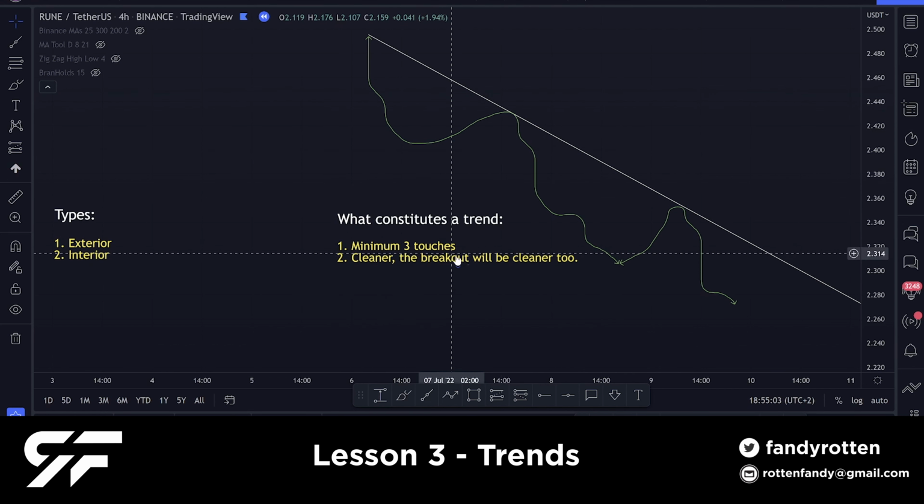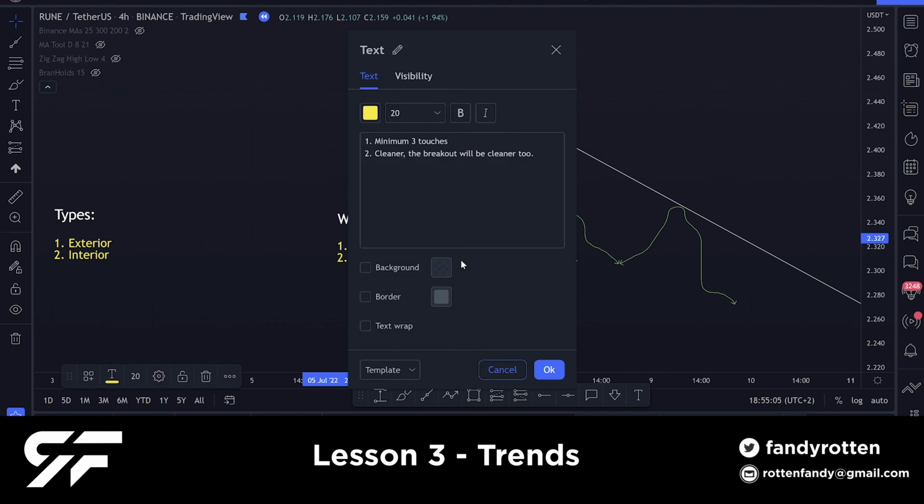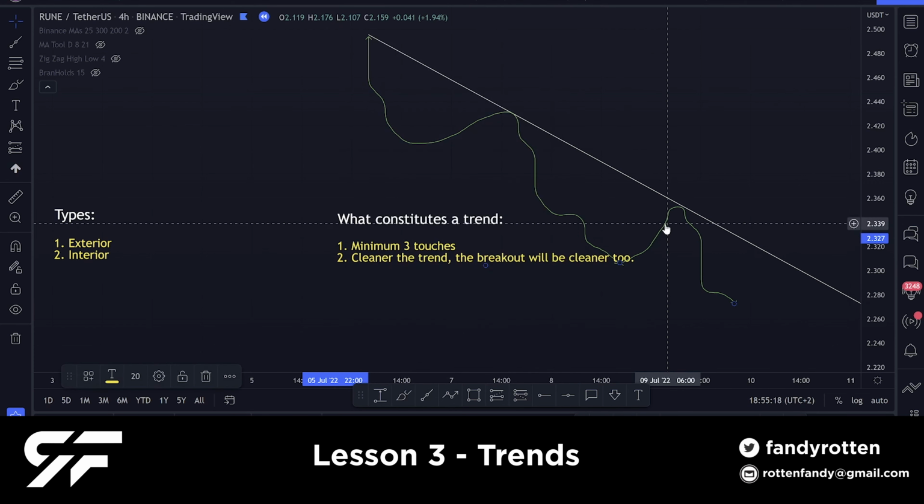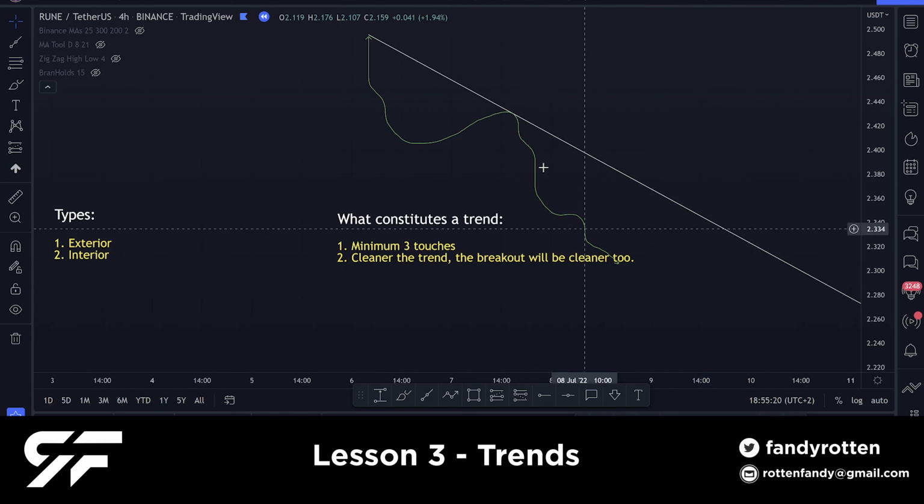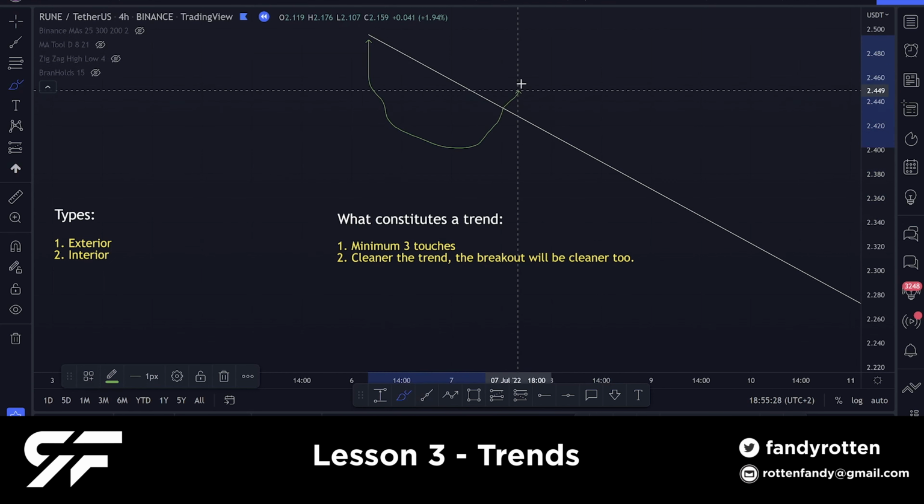And the cleaner the trend, the cleaner the breakout, right? So the cleaner the trend touches, right? In other words, imagine if this trend looked something like this, where without having the hard close, you have a lot of candles sticking out like this, right? But imagine none of them are hard closes, right?